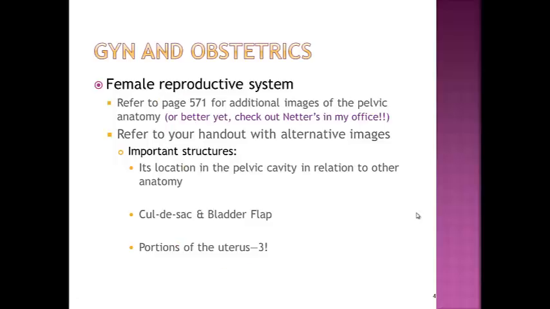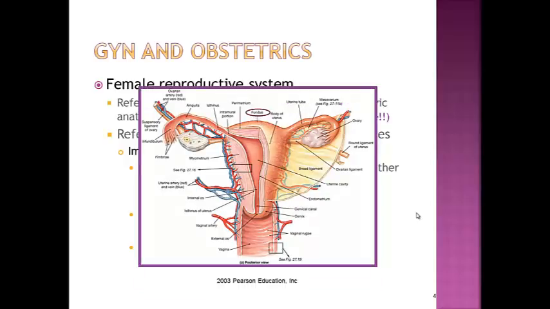Finally, the uterus is made up of 3 portions. Those 3 main portions are the fundus, the body, and the cervix. The fundus and body are separated by an imaginary line created by the insertion site of the fallopian tubes into the uterus on each side. So right about there, all right?